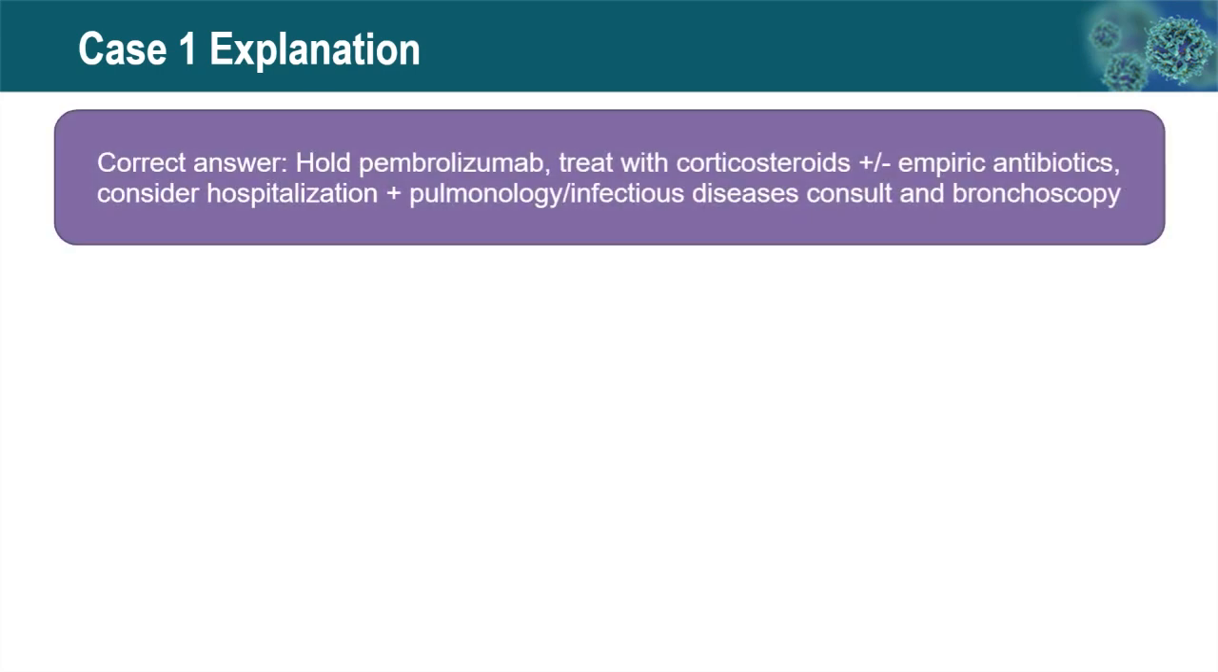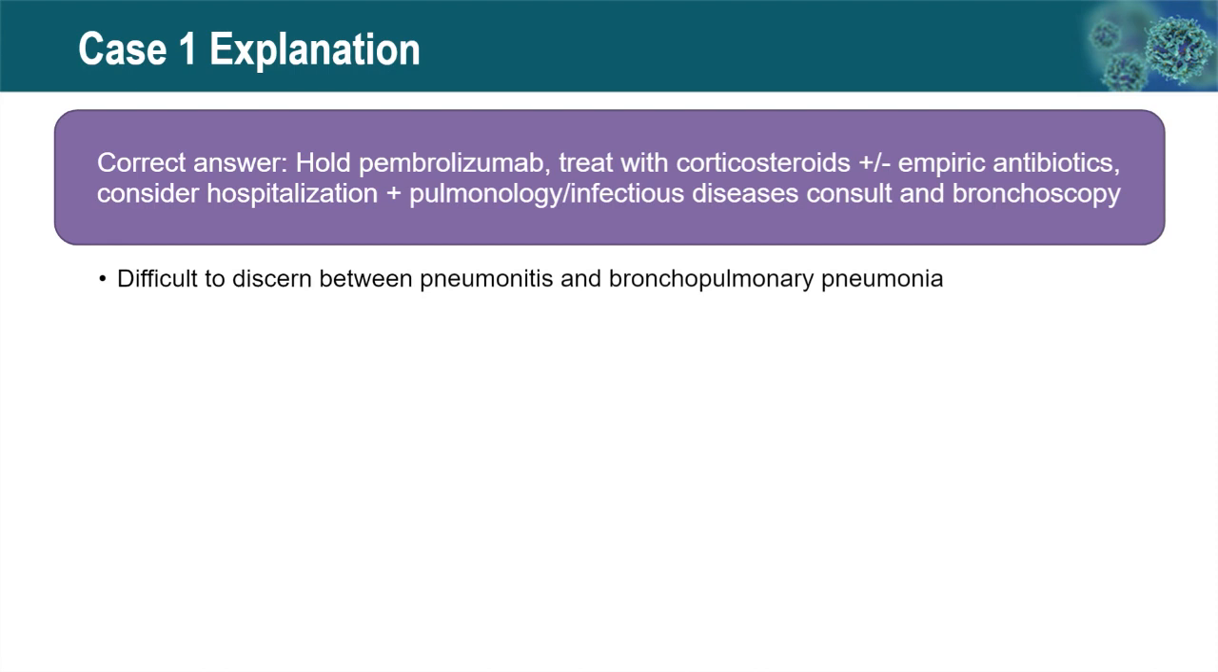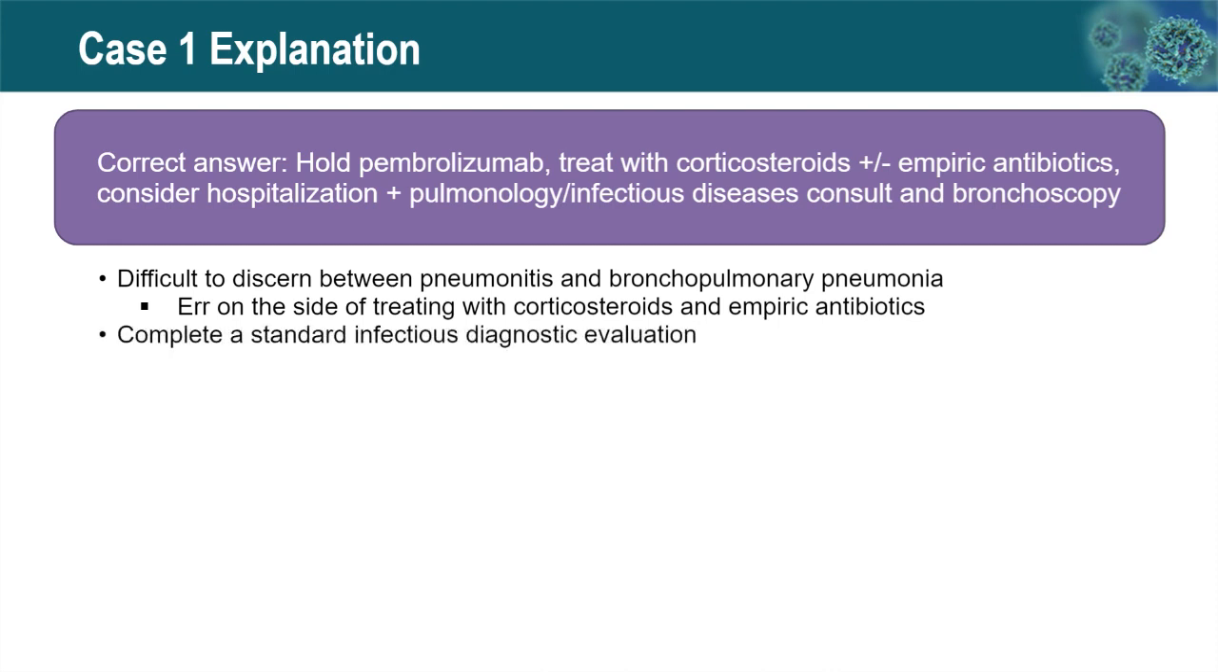So the answer for case 1 is C. Hold pembrolizumab, treat with corticosteroids with or without empiric antibiotics, consider hospitalization, pulmonary or infectious diseases consult, and bronchoscopy. The reason for this is because this particular patient has symptomatic pneumonitis. It can be difficult initially to be able to discern between pneumonitis and bronchopulmonary pneumonia. Therefore, certain practitioners would err on the side of treating with both corticosteroids and empiric antibiotics.